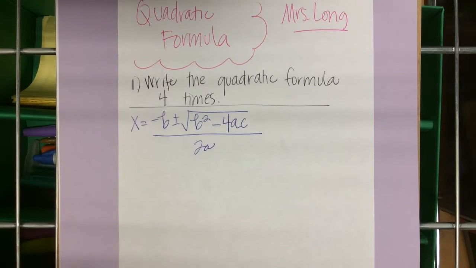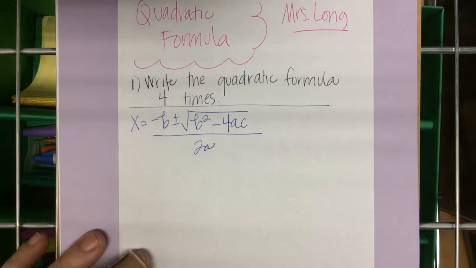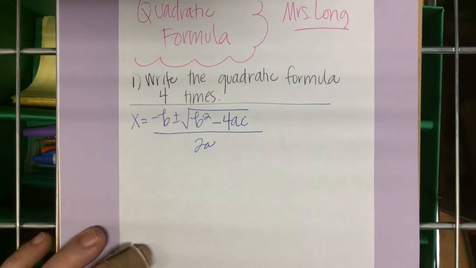Remember, if you know, pop goes the weasel, x equals negative b plus or minus square root of b squared minus 4ac all over 2a. That's 1 time.